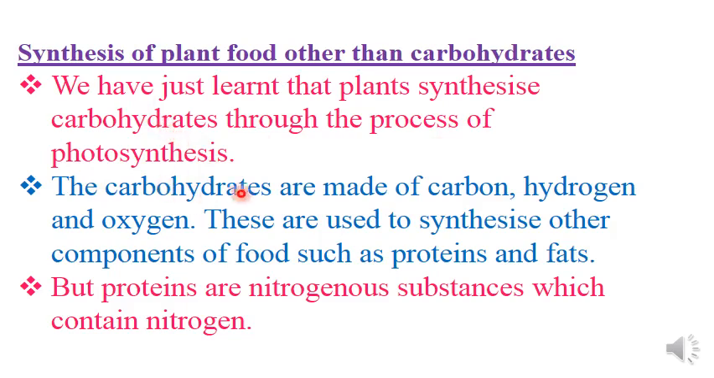The carbohydrates are made of carbon, hydrogen and oxygen. These are used to synthesize the other components of food such as proteins and fats. By getting the carbon, hydrogen and oxygen from the carbohydrate, plants can synthesize proteins and fats. But proteins are nitrogenous substances which contain nitrogen.